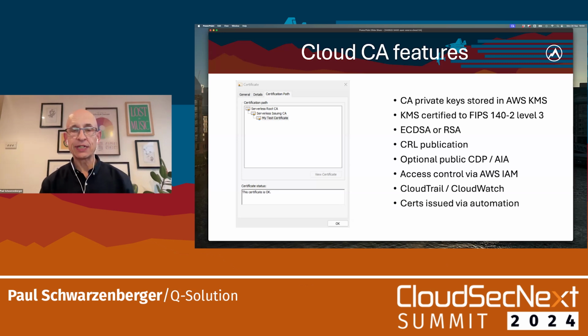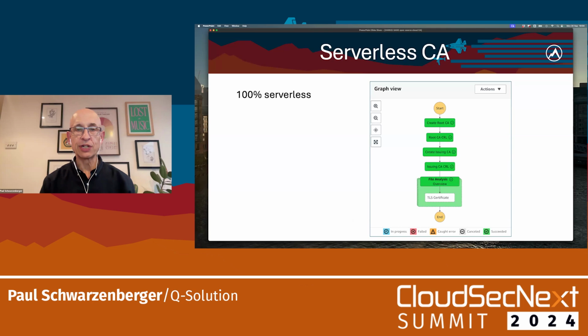The certificates are issued entirely via automation, and the whole solution is 100% serverless. So what you're seeing here is just a graphic of the step function that orchestrates the Lambda function. So there are some of the main features of the certificate authority.